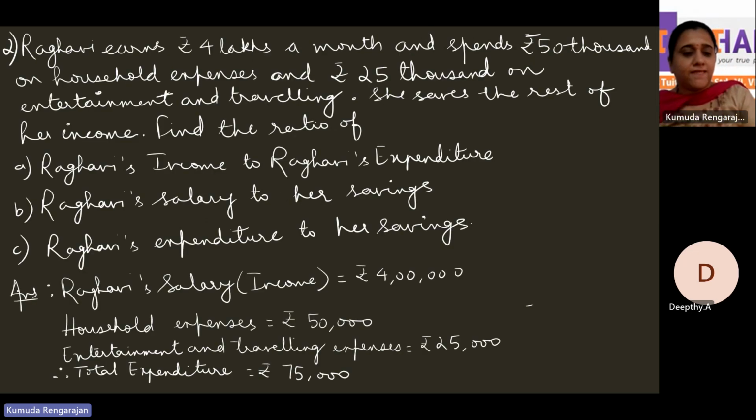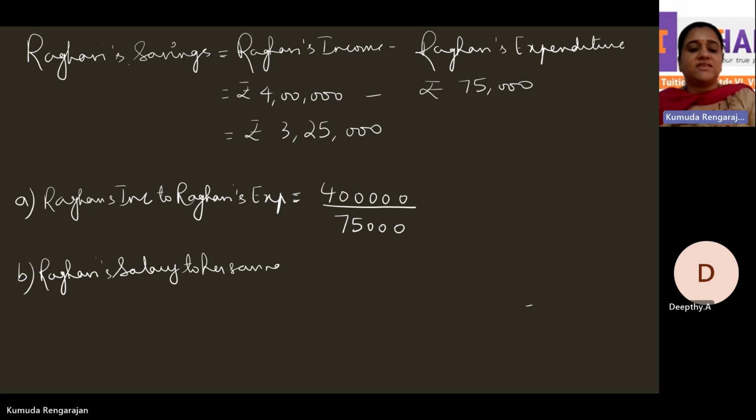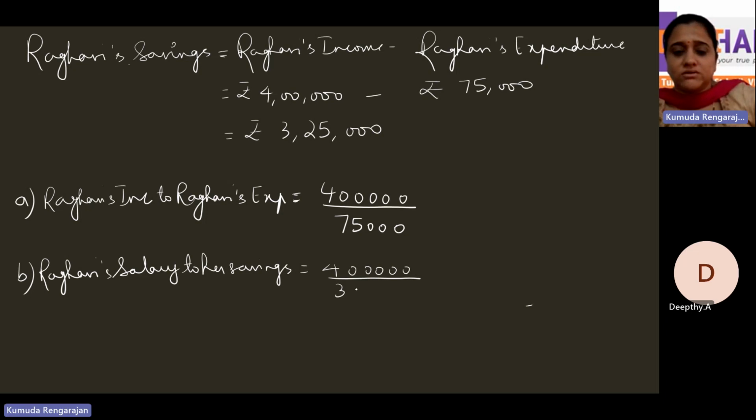What's the next one? Raghavi's salary to her savings. So what's her salary? 4 lakhs, correct? What's her savings? 3,25,000. This also should be put in the simplest form. Then what is C?